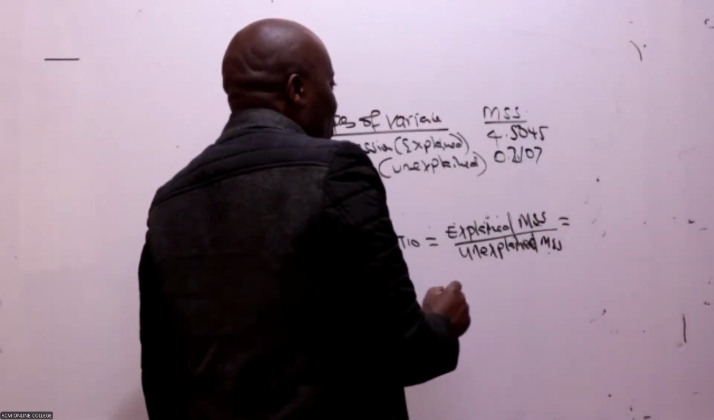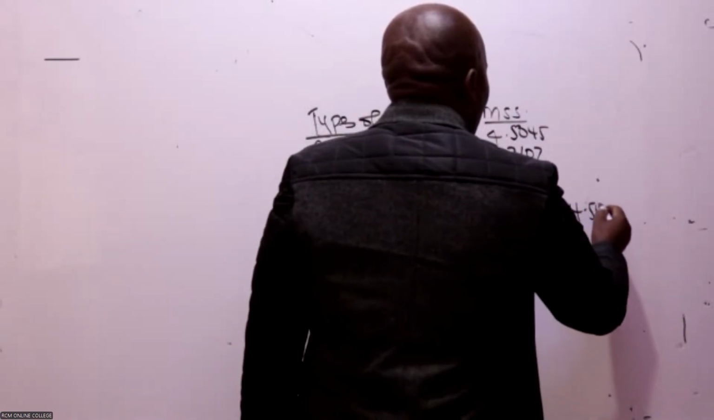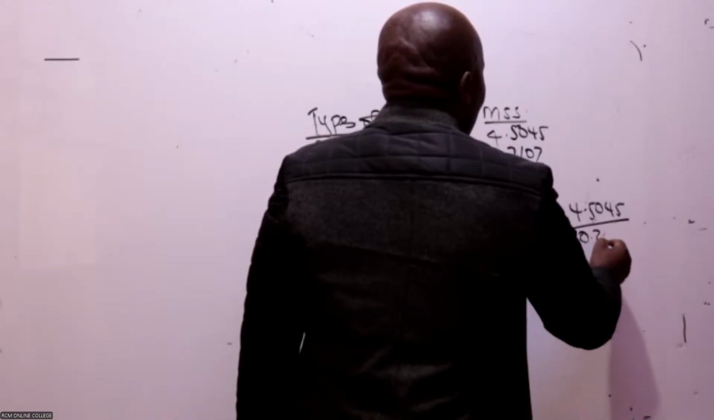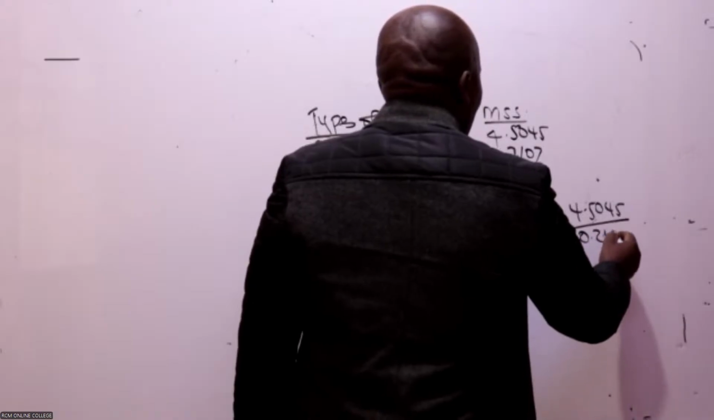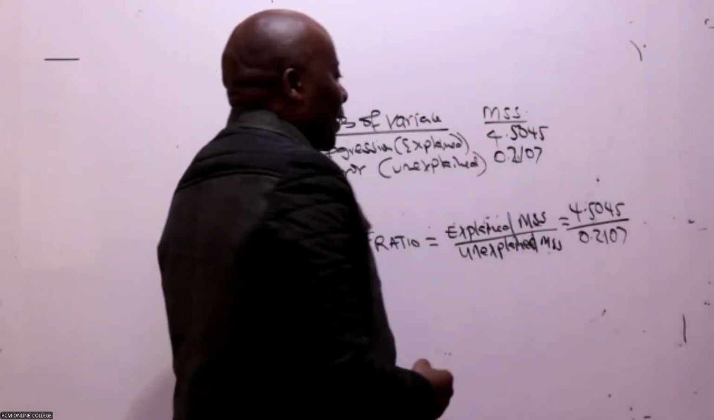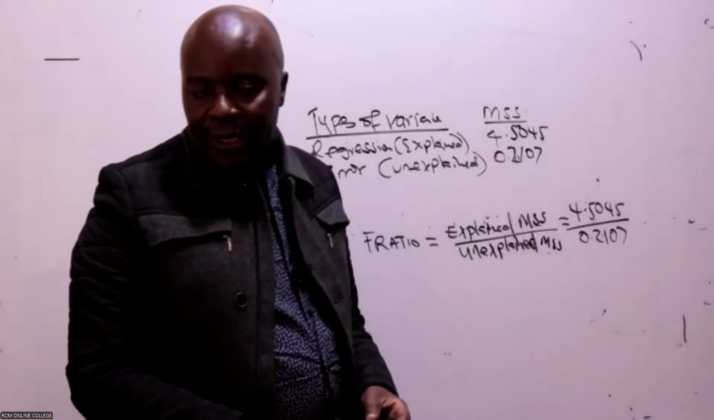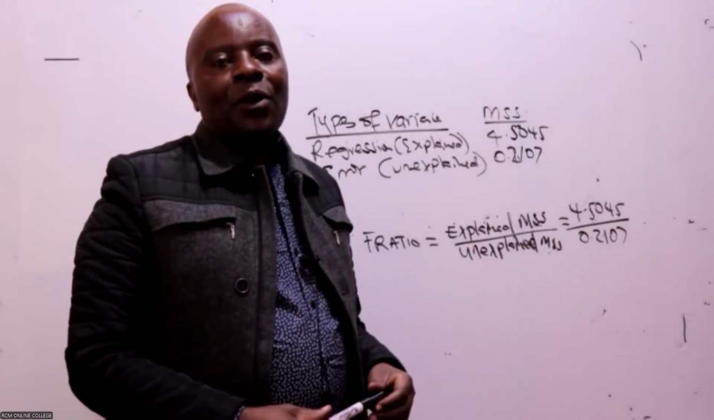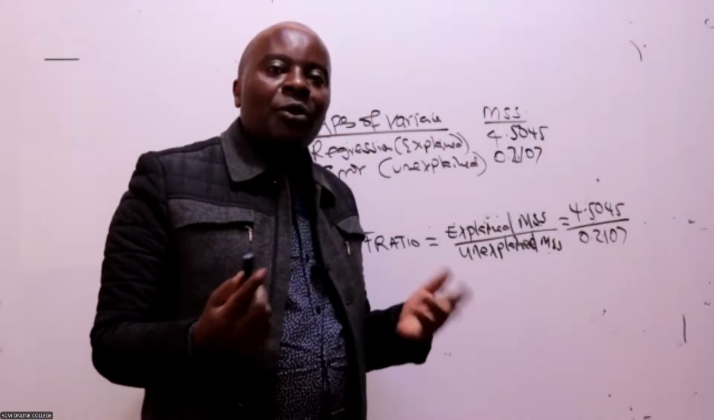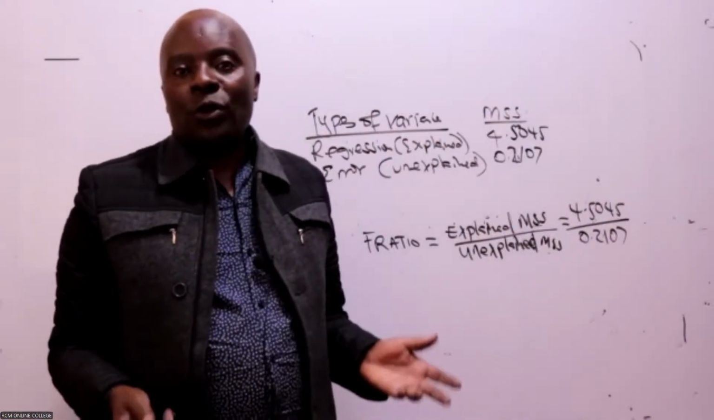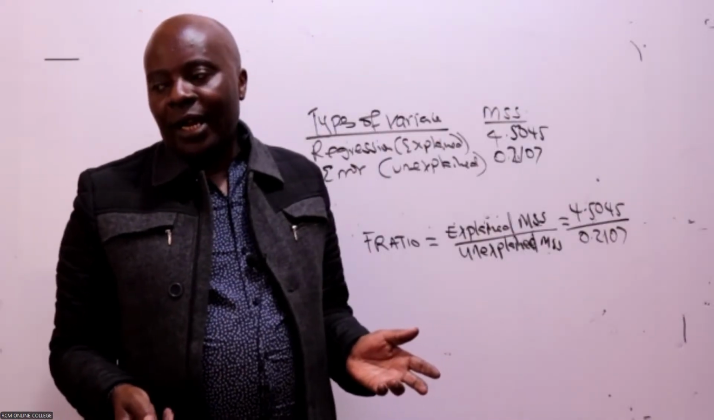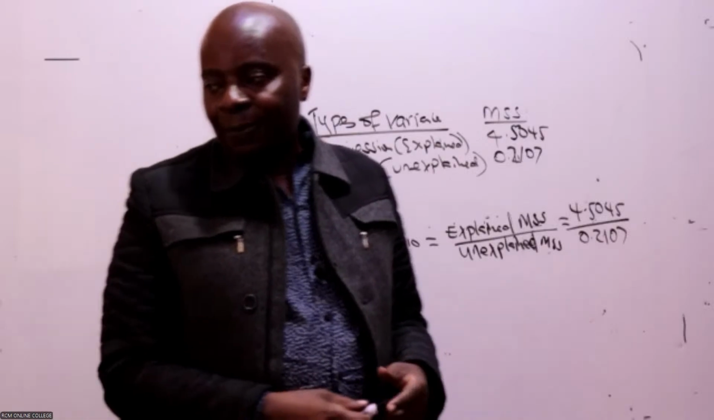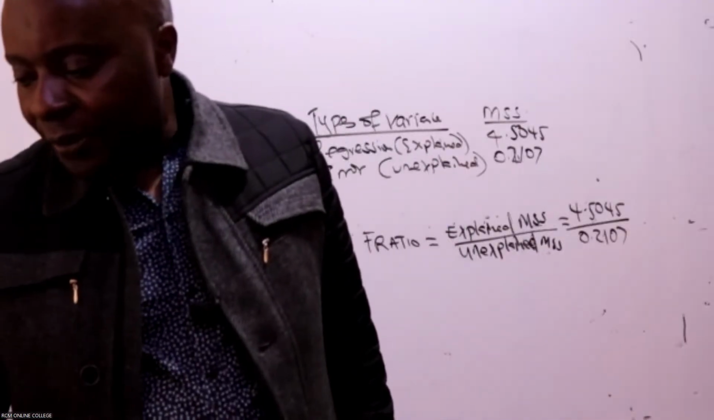To get this F ratio, we normally take the explained mean sum of squares, 4.5045, all over the unexplained mean sum of squares. Can somebody give me the final answer? Nobody told you to calculate it, but you want to demonstrate that you have gone to a good school. 21 point something, isn't it? 21.36.